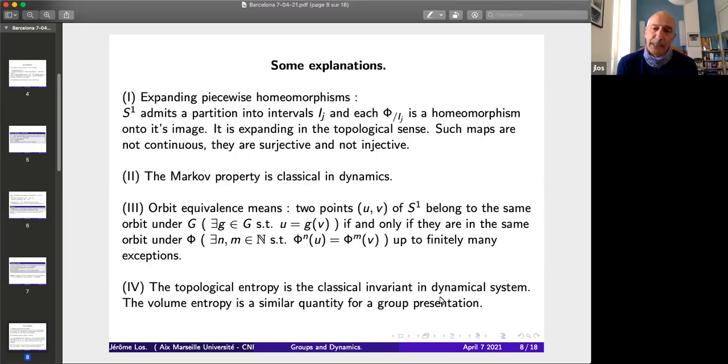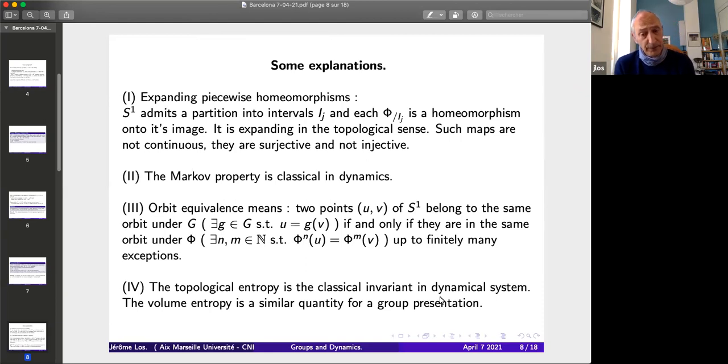So some explanation about the statement. Expanding piecewise homeomorphism. So piecewise homeomorphism, as I said in the beginning: the circle admits a partition, and the restriction of the map to each of these intervals is a homeomorphism onto its image, and it's expanding in the topological sense. If you have, in addition, a metric on that circle, then you could say the map is expanding in a metric sense. If you don't have a metric, it only says that it's expanding in a topological sense, meaning that if you take a sequence of pre-images, it shrinks to a point.